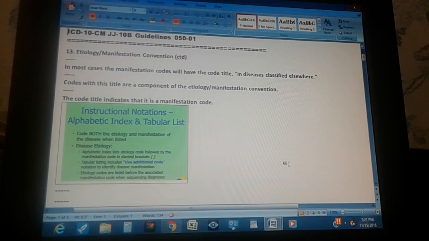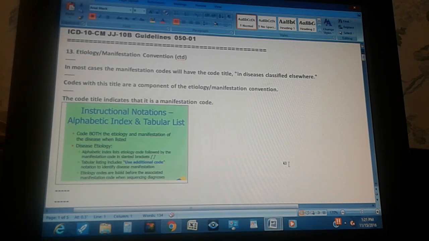All right, ICD-10 guidelines, page 50, part 1. 13. Etiology, Manifestations, Convention. The convention for these pair of codes, right? Etiology, the cause of the disease. Manifestation, what happened because of the etiology, right?